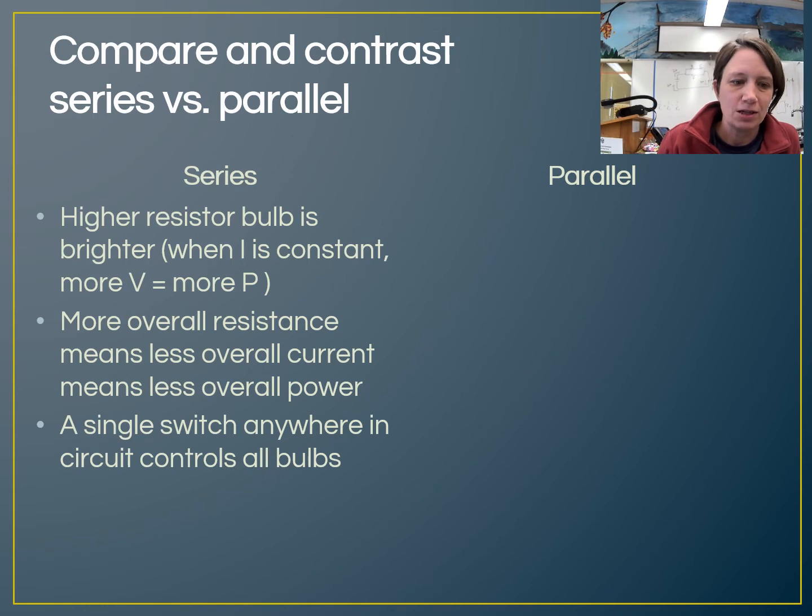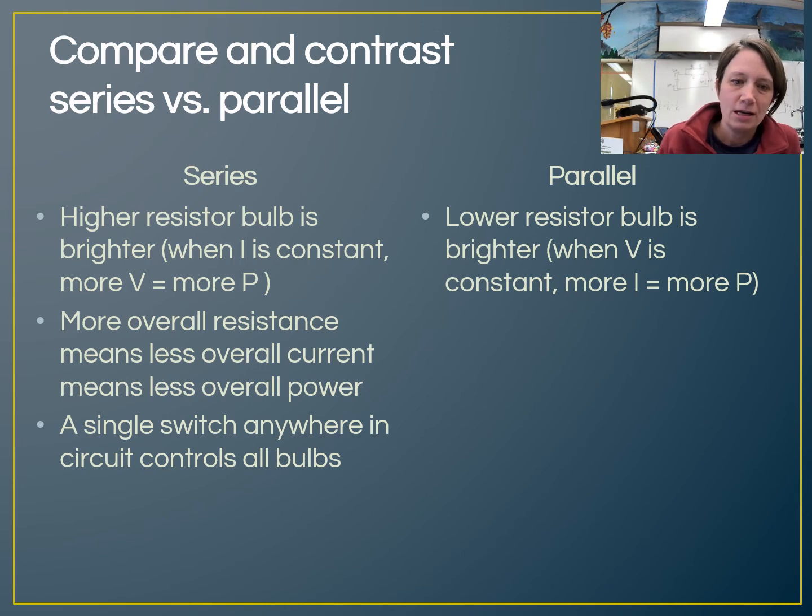The other thing about series circuits is that if you put a switch anywhere in those circuits, it controls all the bulbs in the circuit, which could be a good thing if you want to turn them all off, but more likely it's a bad thing, because if one of the bulbs burns out, everything in the whole circuit goes out. Parallel circuits, on the other hand, have the flip relationship.